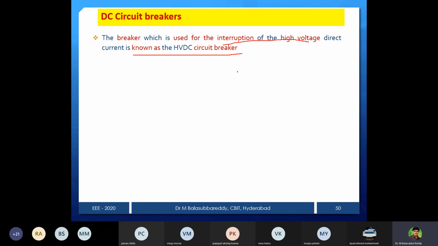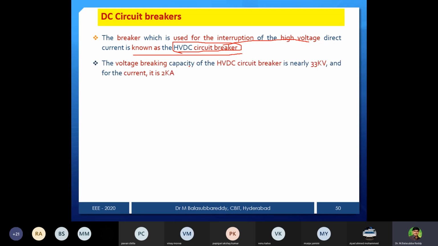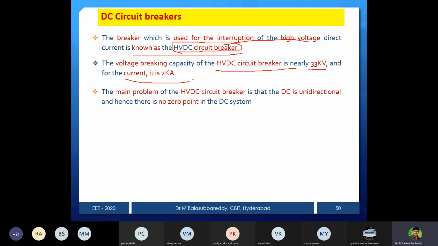Interruption of the high voltage direct current, that is what is known as an HVDC circuit breaker. So our intention is to break that connection in the DC only. The available HVDC breakers have nearly a 33 kV voltage rating and a 2 kiloampere current rating.